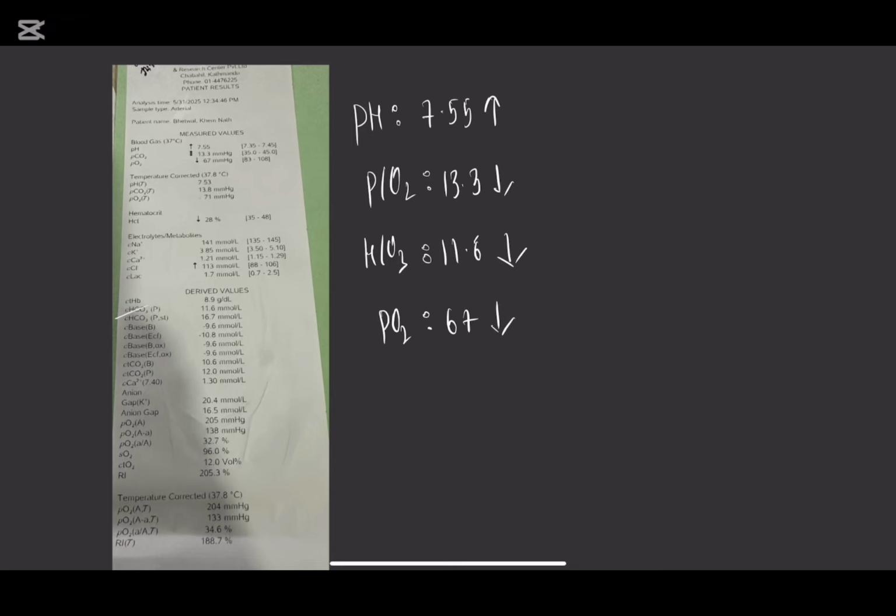Let's see the pH. It's 7.55. PCO2 is 13.3. Bicarb is 11.6. PO2 is 67. Hematocrit 28. And we have got an anion gap of 16.5.